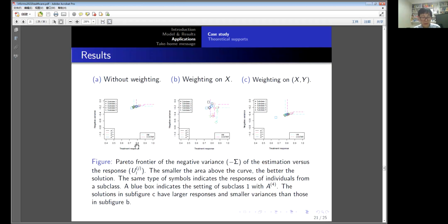Those figures show the Pareto frontier of the negative variance of the estimation versus response. The smaller the area above the curve, the better the solution. The same type of symbols shows the response of individuals from a subclass. A blue box takes the setting of subclass 1 with A4. The solution in subfigure C has larger response and smaller variance than those in subfigure B.